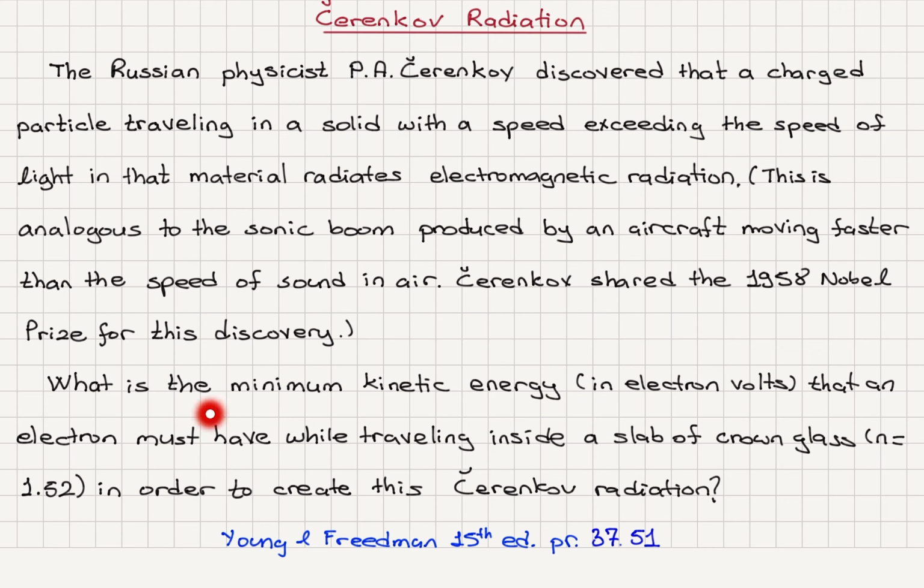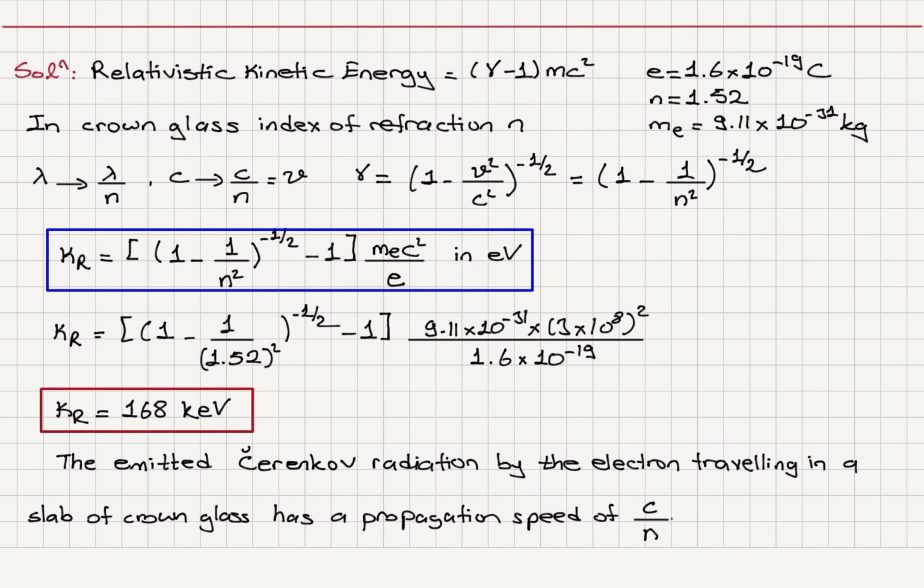Okay, so what is the minimum kinetic energy in electron volts? If we're looking at the minimum kinetic energy, the minimum speed of the charged particle should be the speed of light in the material, so that it creates the Cherenkov radiation. Now the material has an index of refraction 1.52. The relativistic kinetic energy is gamma minus 1 times mc squared. We're using relativistic kinetic energy because the speed is close to the speed of light in vacuum. And the relativistic correction factor gamma is 1 minus v squared over c squared to the power minus 1/2.